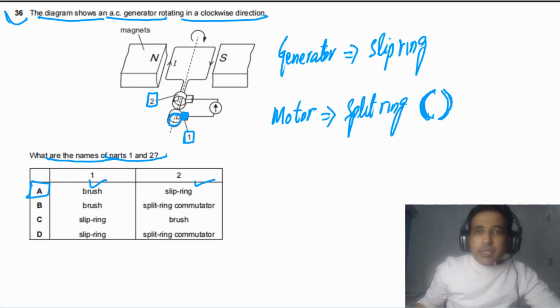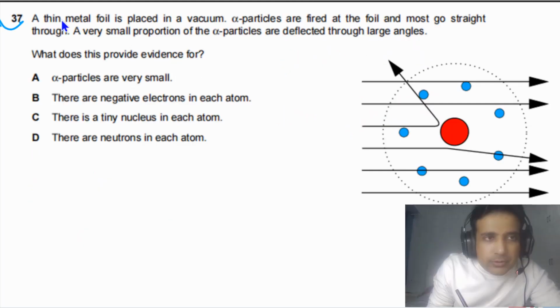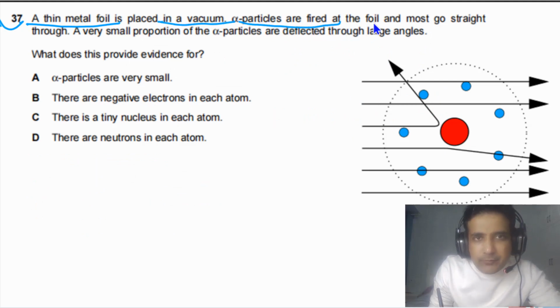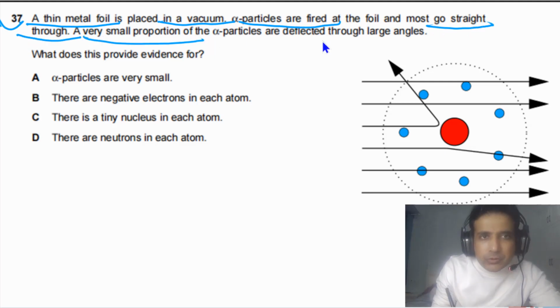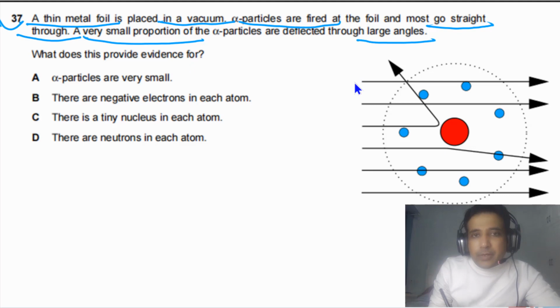Question number 37 says a thin metal foil is placed in a vacuum. Alpha particles are fired at the foil and most of the alpha particles went straight through. A very small proportion of the alpha particles are deflected through large angles. What does this provide evidence for? For this one, simply you need to understand these dotted lines. This circle is representing the size of the atom.